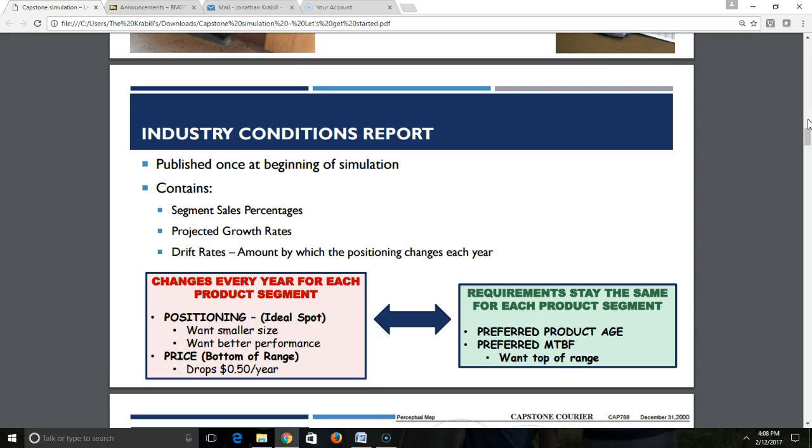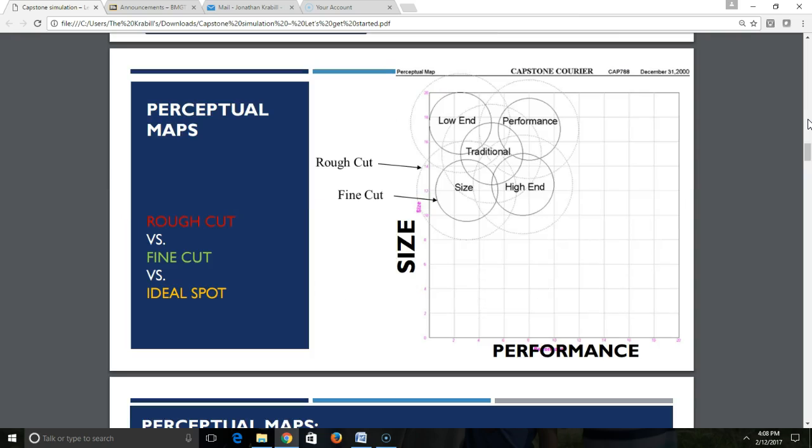But if you look at it, the age of the product isn't going to change. It's always going to increase. We don't have to worry about that. As we get to the market segments, I'm going to talk a little bit more about drift rates. And as we just look at the perception maps right here, right? Rough cut versus fine versus ideal, and where we are really going in terms of how our customers view the product.